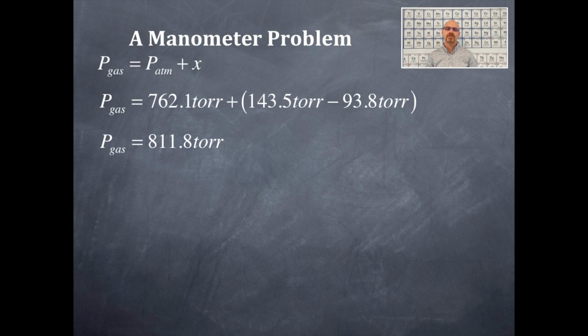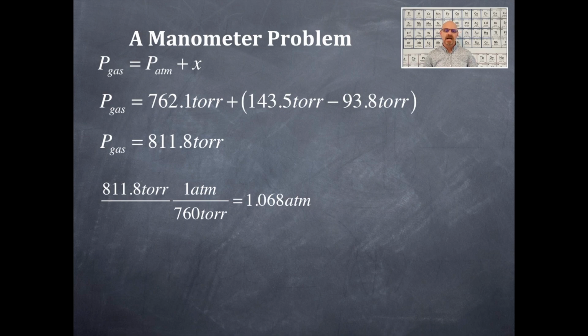Now what we need to do is convert this into the correct units that were asked in the problem, which was atmospheres and kilopascals, I believe. So we're going to change this from torr into atmospheres. And the unit conversion between torr and atmospheres is 1 atmosphere is equal to 760 torr.